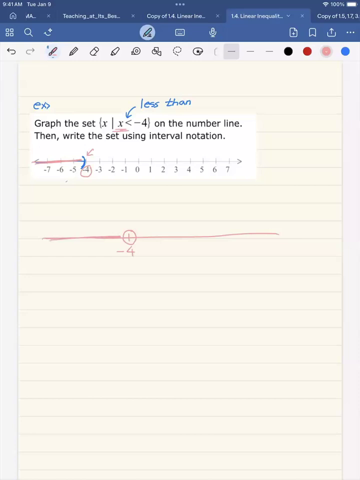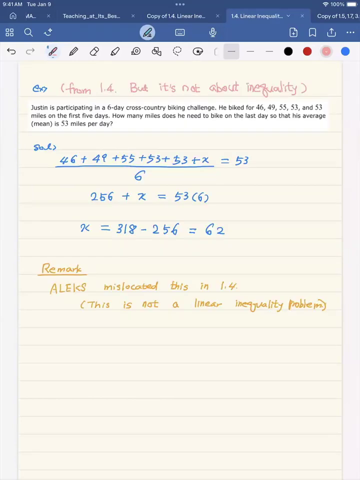In the next problem, Justin is participating in a 6-day cross-country biking challenge. He biked for 46, 49, 55, 53, and 53 miles on the first 5 days. How many miles does he need to bike on the last day so that his average mean is 53 miles per day?